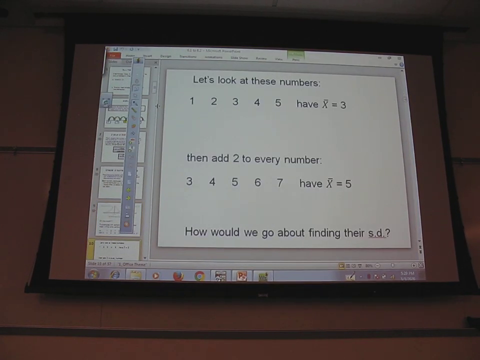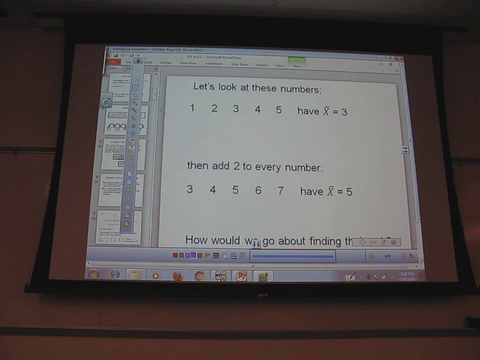Look at these numbers, 1, 2, 3, 4, 5. They have a mean of 3. Everybody agree with that? Now I'm going to add 2 to every single one of them. If I add 2 to every single one, that becomes 3, that becomes 4, that becomes 5, that becomes 6, that becomes 7. These have a mean of 5. Everybody on board with that part?